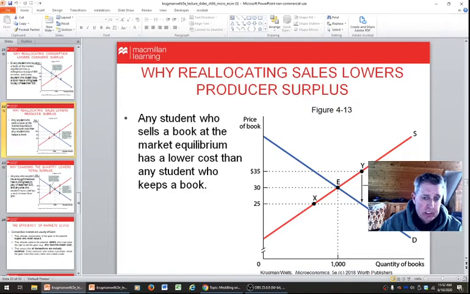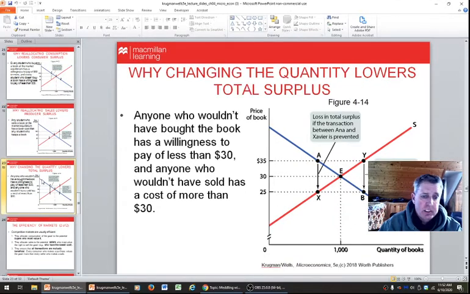Now you can see here's the loss over here. Yvonne is made to sell the book instead of Xavier. Any student who sells a book at equilibrium has a lower cost than any student that keeps the book. So there you have it. That's an interesting concept, and it's really teeing up the next chapter, which is about meddling with markets. Anyone who wouldn't have bought the book has a willingness to pay of less than $30, and anyone who wouldn't have sold has a cost of more than $30. Right? How interesting.